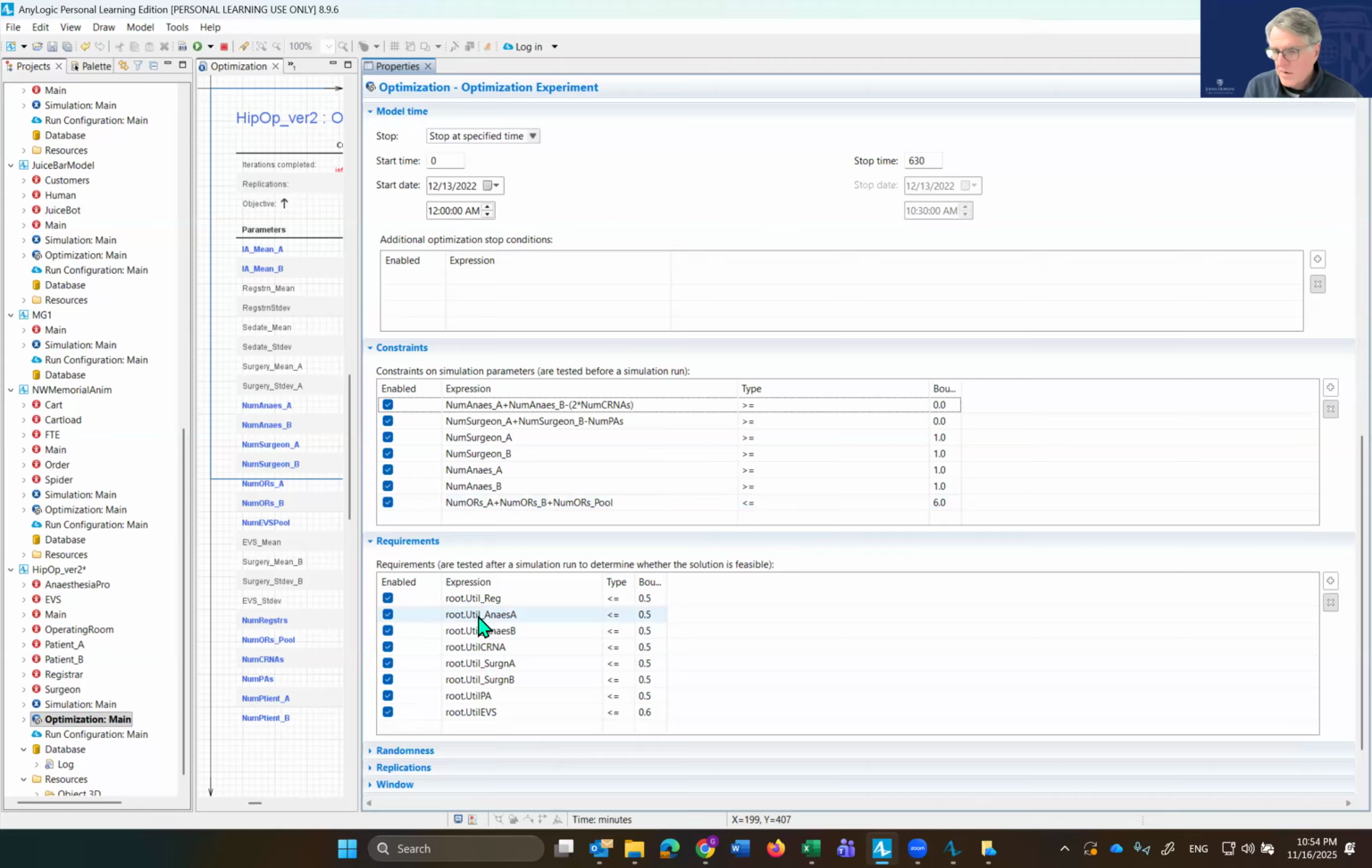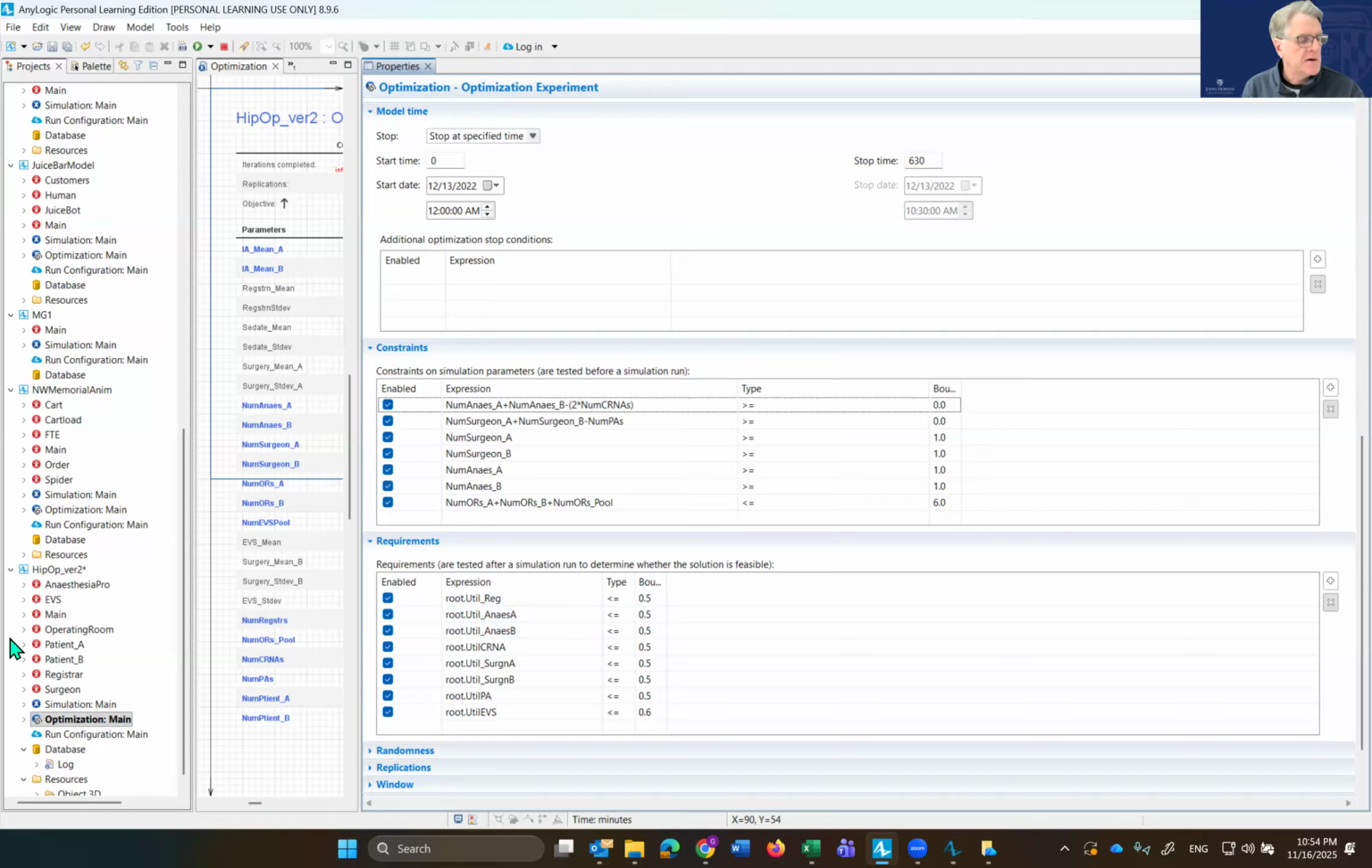And then we're going to require certain conditions. They call these requirements that apply after a simulation run has been done to see if it's feasible. And all of these are those burnout utilization red lines. So you can see for the registrar, anesthesiologist, those averages.